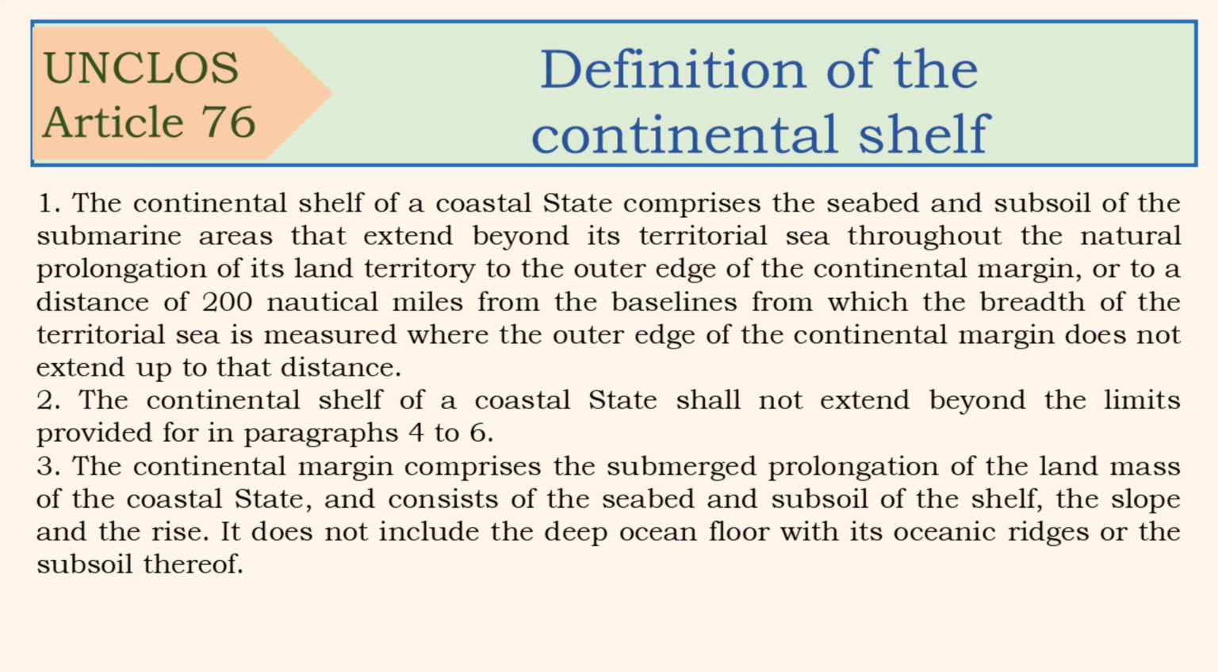2. The continental shelf of a coastal state shall not extend beyond the limits provided for in paragraphs 4 to 6. 3. The continental margin comprises the submerged prolongation of the land mass of the coastal state, and consists of the seabed and subsoil of the shelf, the slope and the rise. It does not include the deep ocean floor with its oceanic ridges, or the subsoil thereof.